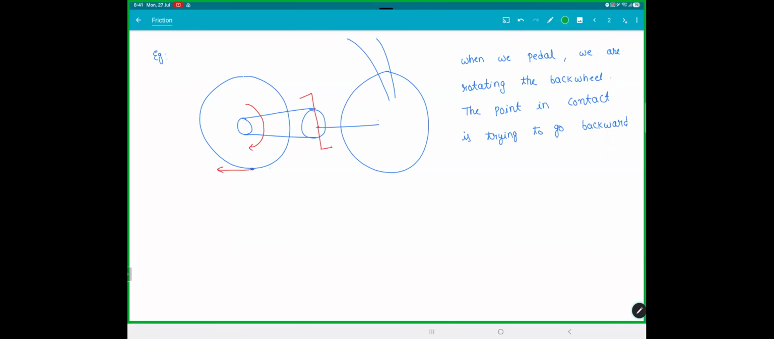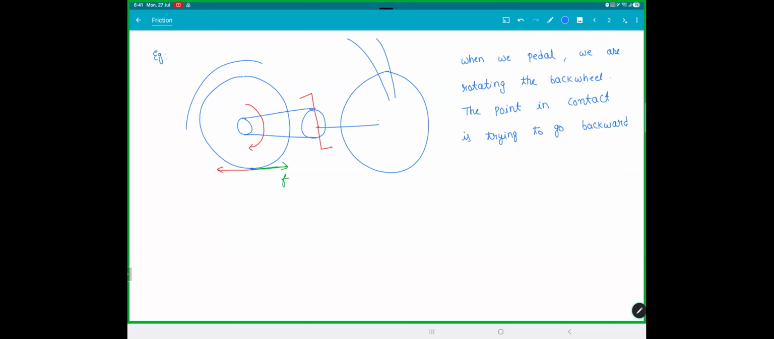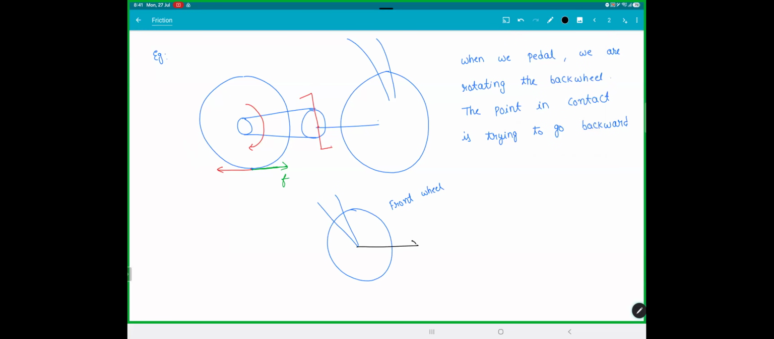And if you look at here, the friction will be forward. But what about the front wheel? Now, the front wheel scenario is different. Because the back wheel is trying to go, the back wheel is pushing the front wheel. So if you look at the front wheel, the front wheel doesn't want to do anything. This rod is pushing it. The front wheel is being pushed forward, meaning the point on the front wheel is actually trying to go forward.